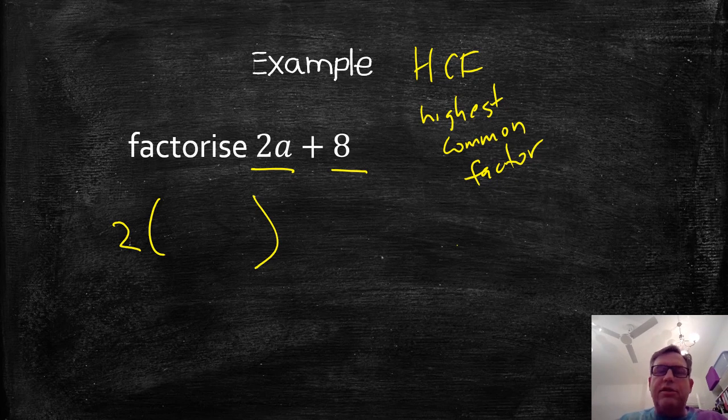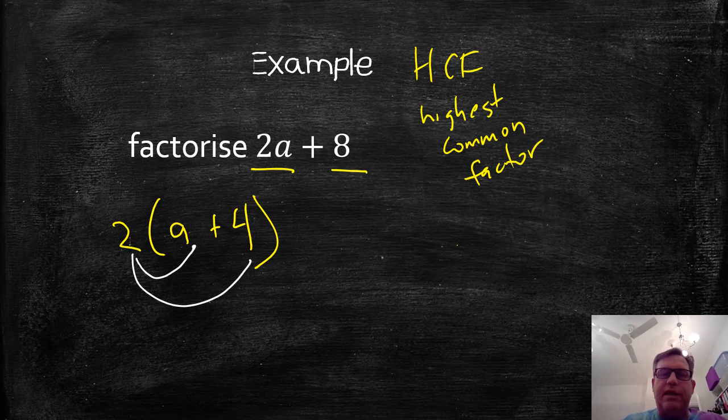And then really it's just a matter of thinking what needs to go in the brackets so that when I reverse it, I end up with the original. So 2 times what is 2a, so it must be an a there, because 2 times a is 2a, and 2 times what is 8, so that must be a 4. If we check it, 2 times a is 2a, 2 times 4 is 8, so that works.